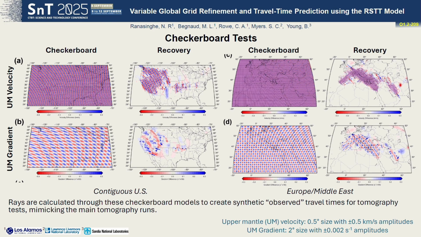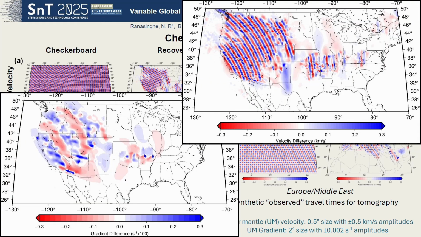We also did some checkerboard tests just to look at our sensitivity, and we've got contiguous US and Europe and Middle East. On the top we've got upper mantle velocity, and on the bottom we have upper mantle gradient, and you can see where we were able to recover the checkerboard, and admittedly it is pretty smeary in some places. And that has to do with the predominant direction of the ray paths that remained after we did the data culling.